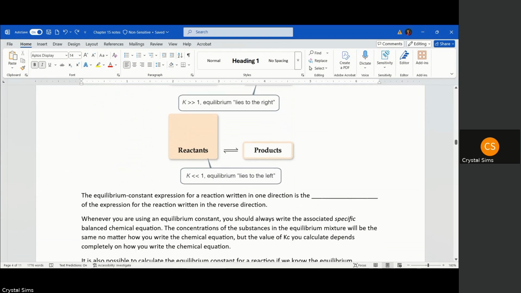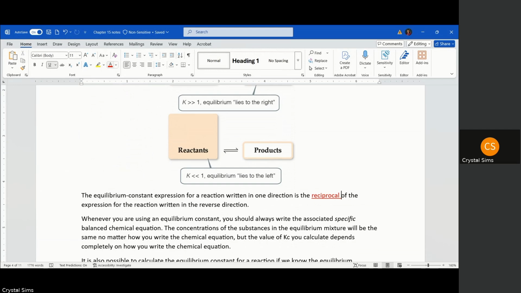So when we write out our equilibrium constant expressions, when we write it in one direction, we can use the reciprocal of the expression for the reaction written in the reverse direction. And just as a reminder, reciprocal is 1 over. Or we could put 1 divided by whatever we have determined for that equilibrium constant expression. So that is reciprocal. Okay, we just flip-flop them.